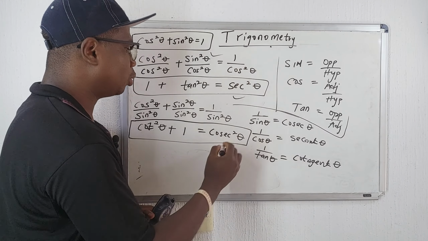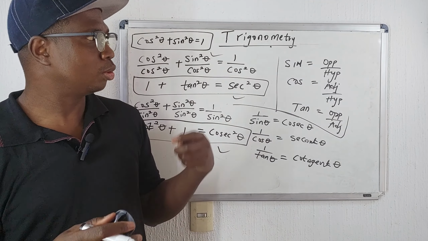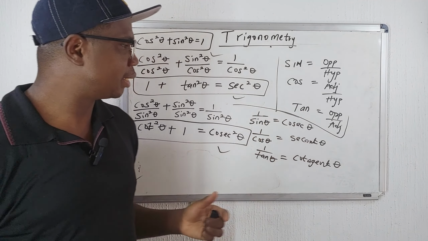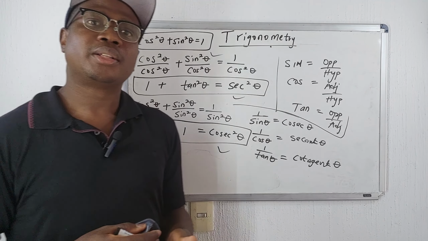These are the three basic trigonometric identities. 1, 2, 3. In our next video, we're going to go deeper into some of these identities and see how we can prove some others.